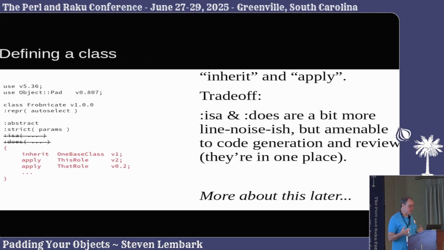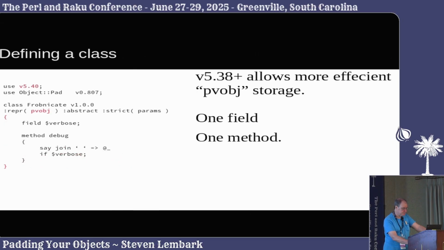The advantage to inherit and apply is you can stick them in the block as you're going along, and it's just a little bit easier when you're scribbling it out. And the other thing is they're a little bit future-proof. The inherit and apply might be able to take attributes of their own. So you might be applying only a selection of methods from a role or something. So the apply might give you a richer way to define the acquisition of the role.